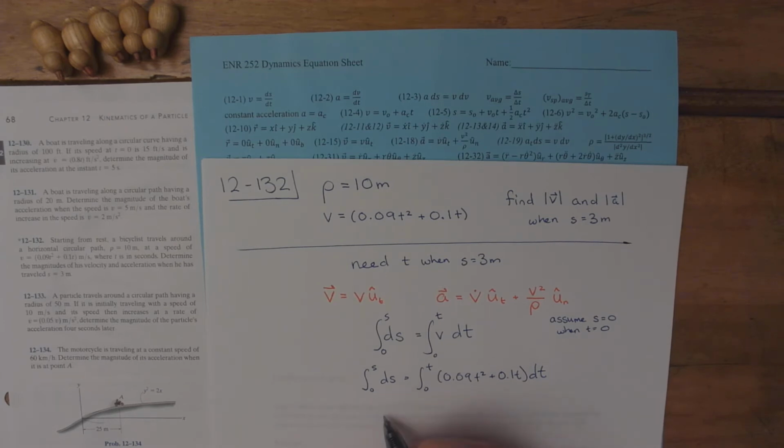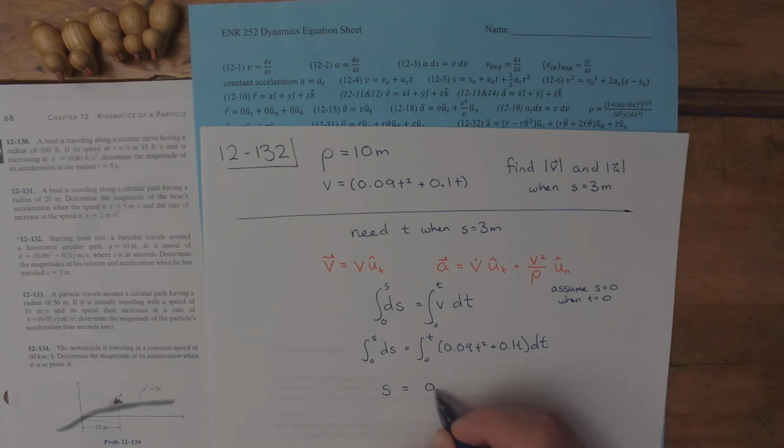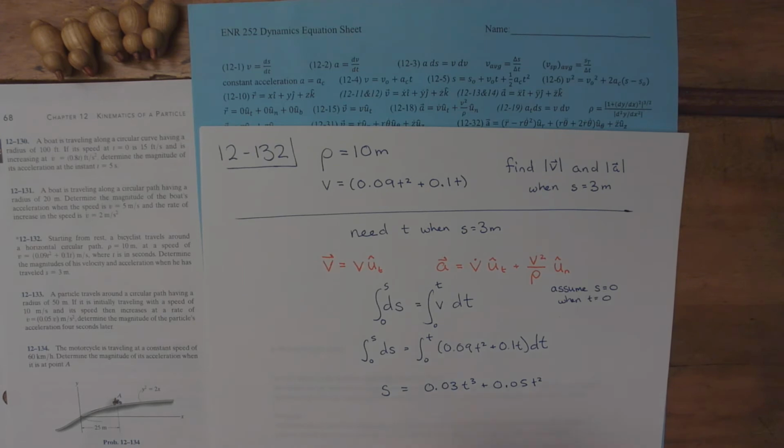And on the left-hand side of the equation, when we integrate, we just get s minus 0. And on the right-hand side of the equation, we have 0.09 divided by 3, which gives us 0.03 t cubed, plus we raise the power to 2 and divide by 2, and we get 0.05 t squared, and we're going from 0 to t, so this is what we would get. So this is the position as a function of time, and I want to know what time is when s is equal to 3 meters.